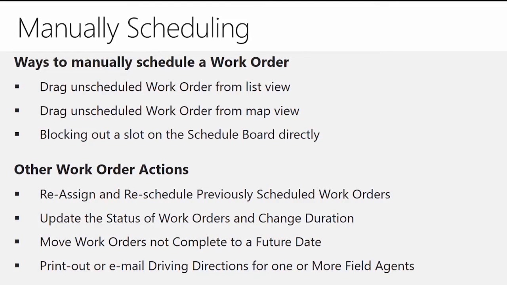Now, in addition to just scheduling items, as you have work orders working through there, you can reassign or drag and drop work orders to new people or reschedule previously scheduled work orders. You can update statuses of work orders. You can change durations on work orders. You can move work orders that haven't been completed, like we saw earlier, to a future date, or you can even do things like printing off and emailing driving directions. So let's look at the manual scheduling options that are available inside this.